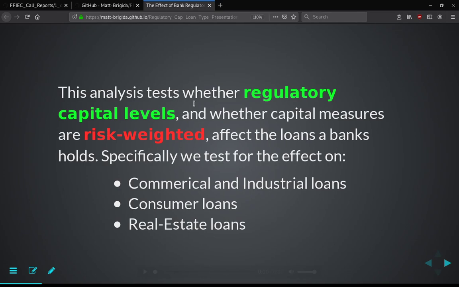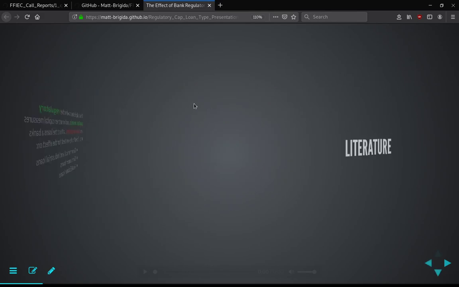We should risk weight them, so we're taking into account the risk in your balance sheet, not just the size of the balance sheet, if you will. Post-financial crisis, again, regulators are talking about raising regulatory capital levels and risk weighting. So now that we have enough data, we're going to ask, what's the effect of regulatory capital levels and risk weighting on the amount of commercial and industrial loans, consumer loans, and real estate loans a bank will originate and hold.